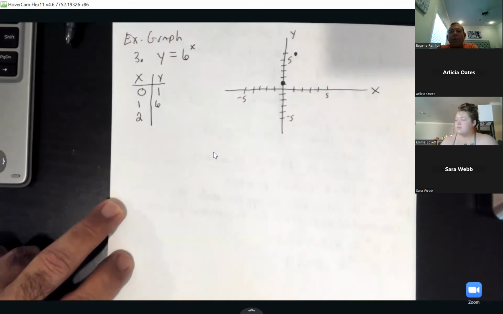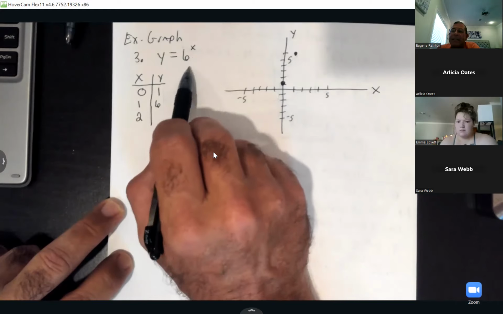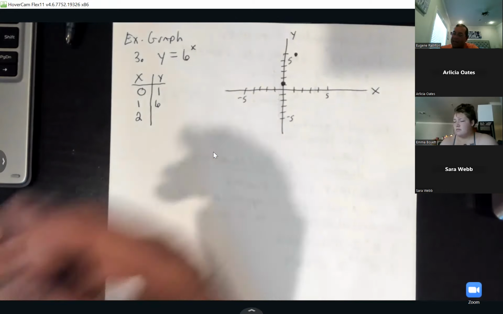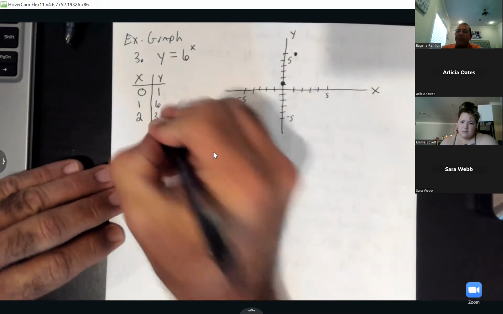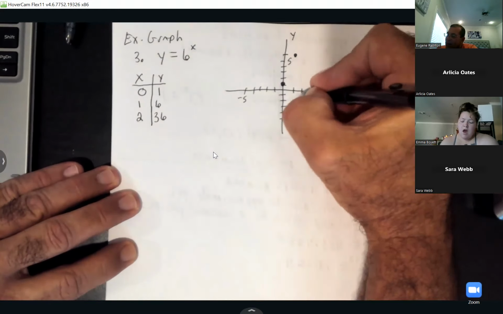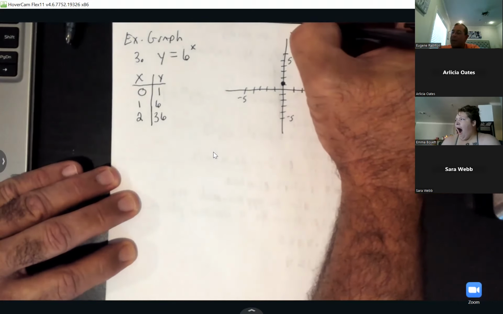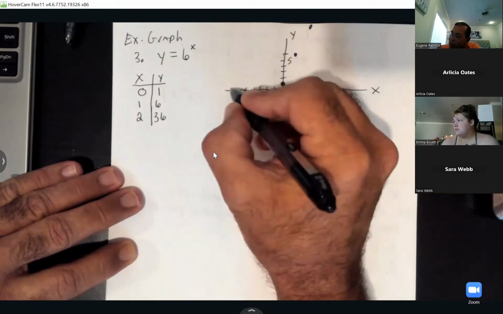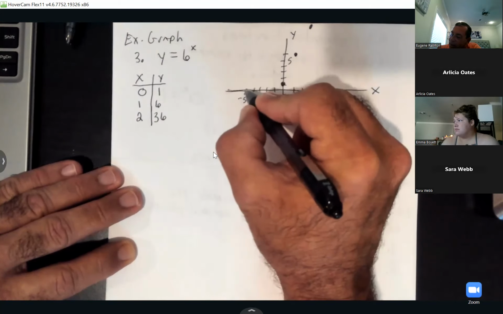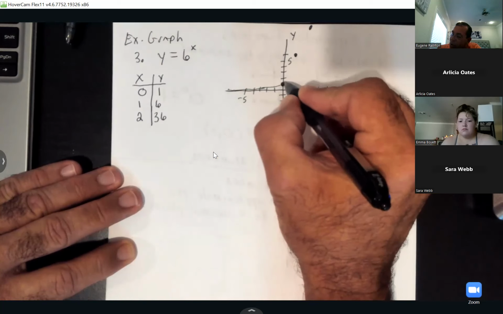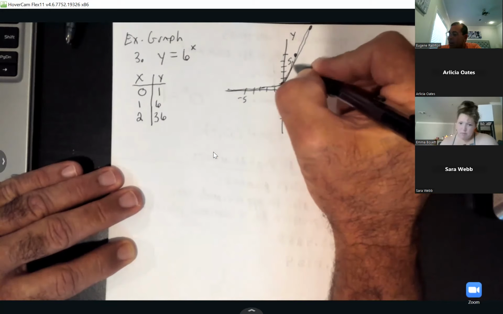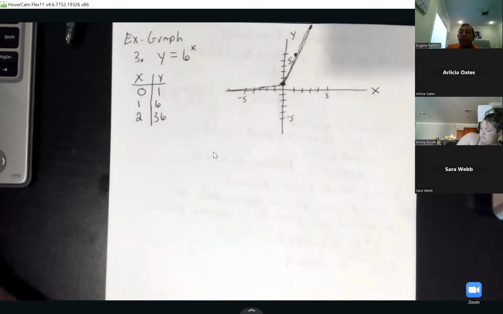So y'all, let me try 2 for my x. If I put a 2 in for that x, I get 6 squared. Well, y'all, 6 squared is pretty big because 6 times 6 gives me 36. So when my x is 2, my y value is way up here somewhere at 36. So notice how it's doing. Remember, this graph will cross at 1, and then it's more curvy. But it's just going to shoot up towards infinity, okay?